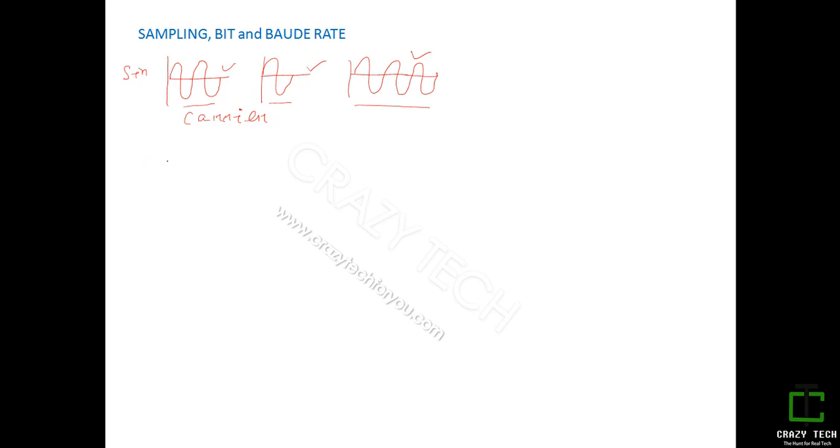Let me explain. Let's say you have your PSK. In PSK, let's say bit 0 will be sent as a 0 degree phase shift of the sinusoidal signal, and 1 will be sent at a phase angle of 180 degrees.